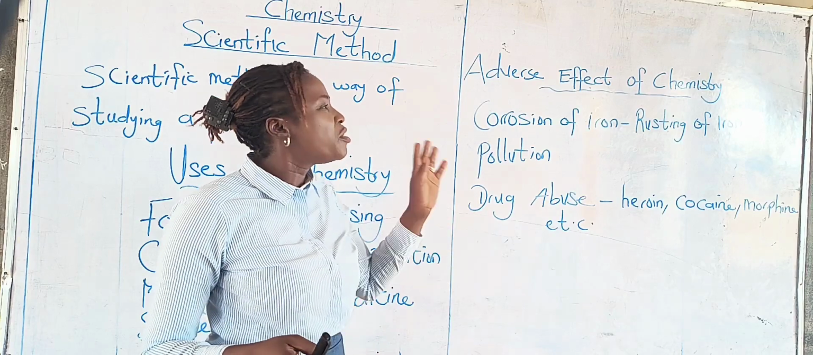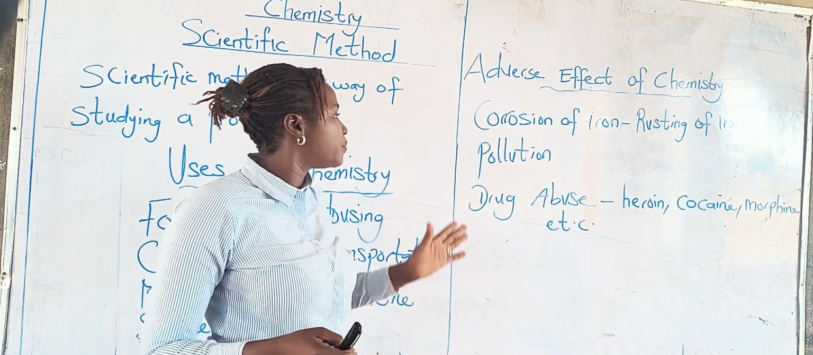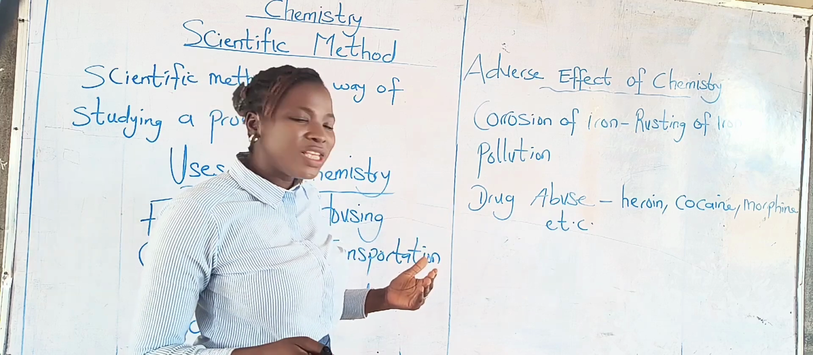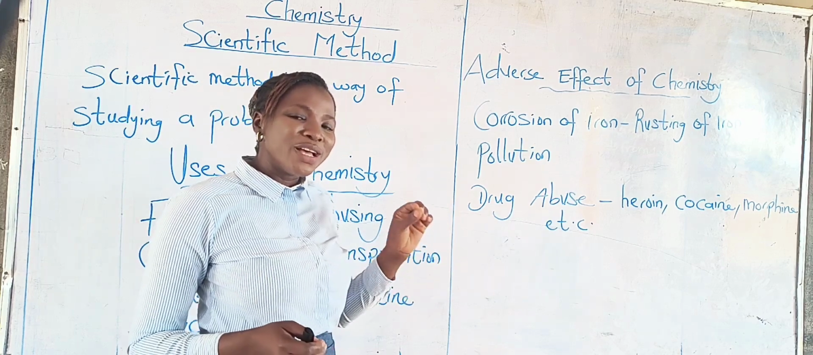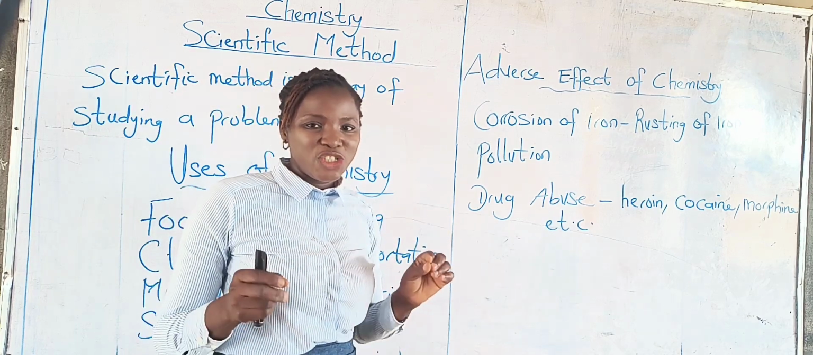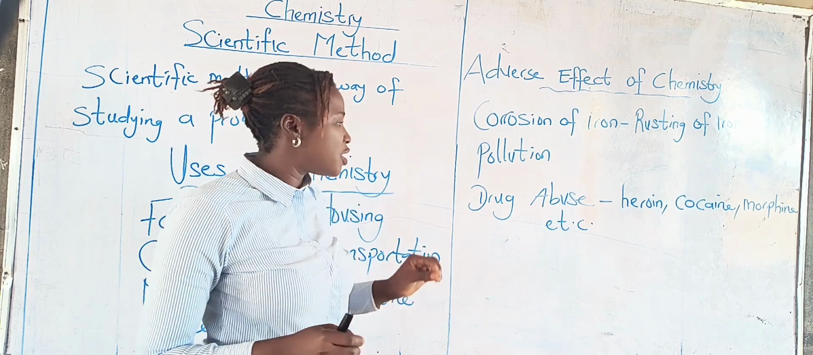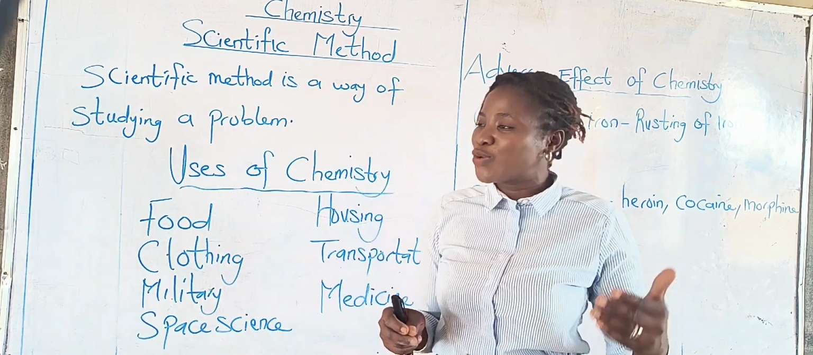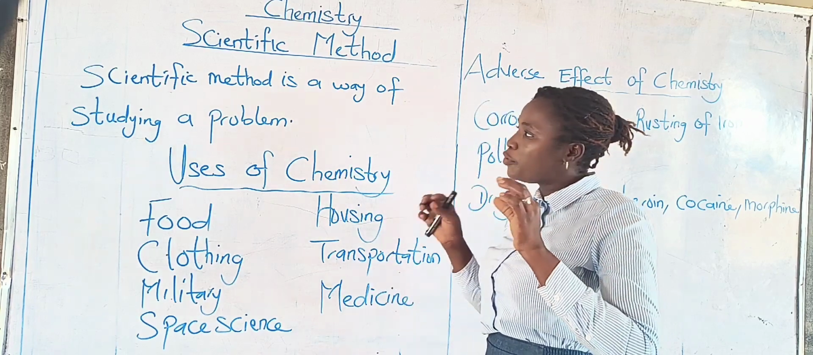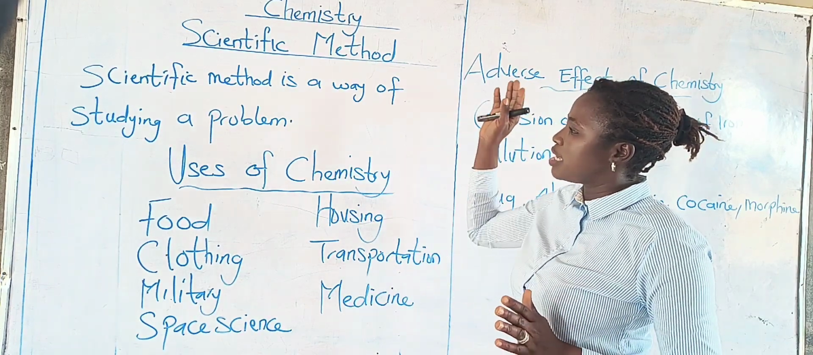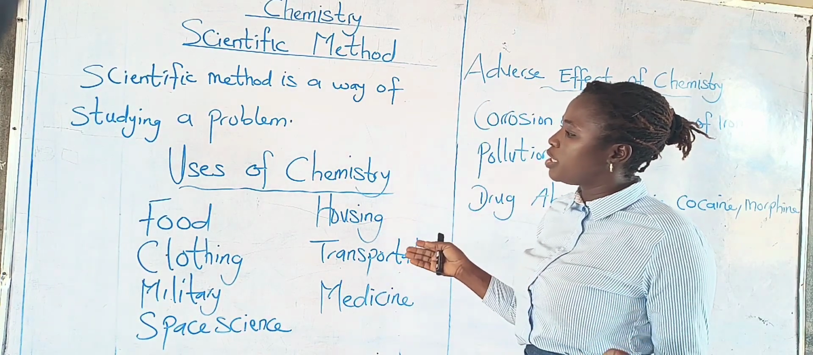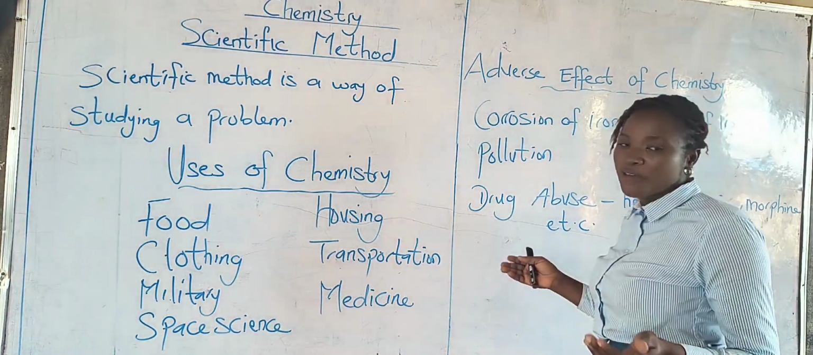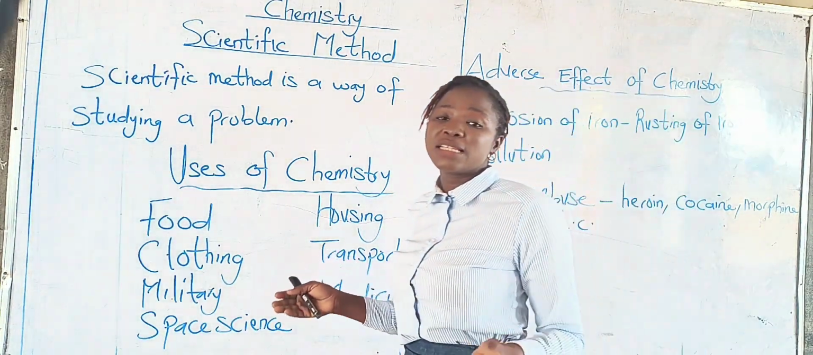So you can see we have three major adverse effects of chemistry: corrosion of iron, pollution, drug abuse. So today, I'm going to stop here for today's teaching, which I know that we all enjoy. As we are moving, I would like us to have notes for this last section. We look at scientific method, the way of studying the problems of chemistry. We look at adverse effects of chemistry. That is good, that doesn't have a bad side.